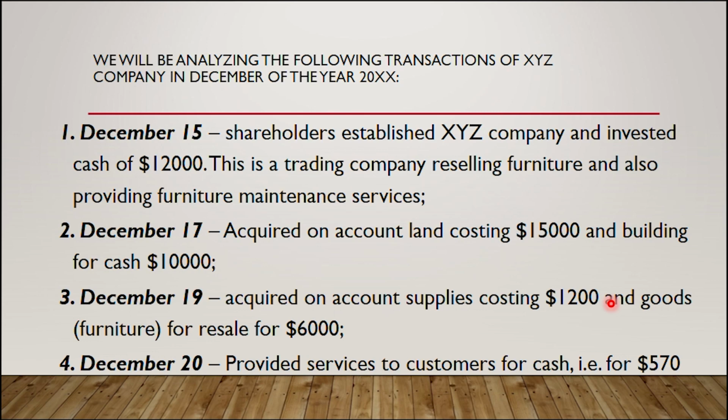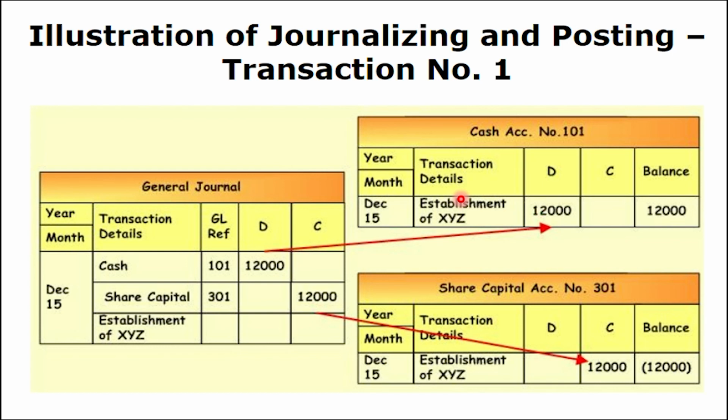So these are a few sets of transactions. I'll just show you how to journalize and, from the journal, how to post this information to the respective ledger accounts. So let's read the first transaction. Shareholders established XYZ company and invested cash of $12,000. This is a trading company reselling furniture and also providing furniture maintenance services. So this is the first transaction. Let us see how this is journalized.